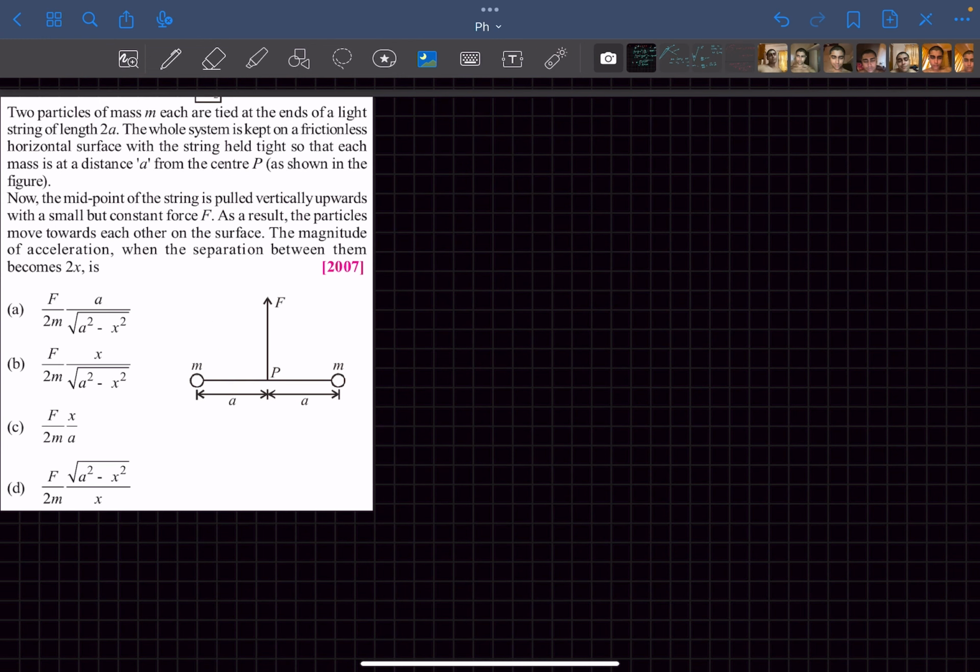That is option D. So now let's solve a problem from JEE Advanced. So we have two particles of mass m that are each tied at the ends of a light string of length 2a. The whole system is kept on a frictionless horizontal surface with the string held tight so that each mass is at a distance a from the center P. Now the midpoint of the string is pulled vertically upwards with a small but constant force F. As a result, the particles move towards each other on the surface. We have to find the magnitude of acceleration when the separation between them is 2x.